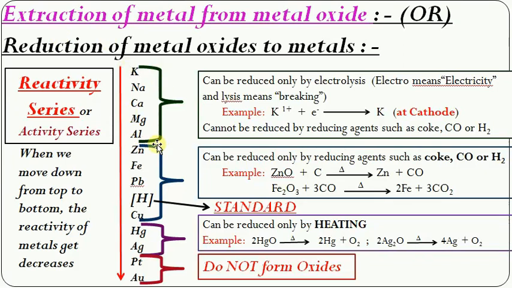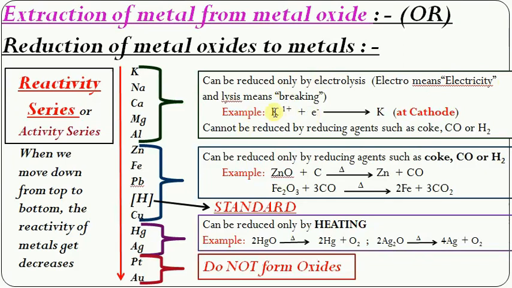On the top of the series, we have potassium, sodium, calcium, magnesium, aluminium. These we call highly reactive metals. These highly reactive metals can be reduced only by electrolysis. What do you mean by electrolysis? Electro means electricity, lysis means breaking. So we are breaking the ore or metal oxides with the help of electricity. That is called electrolysis.